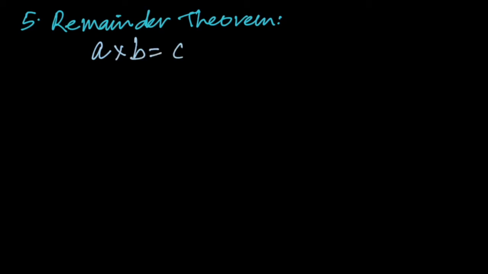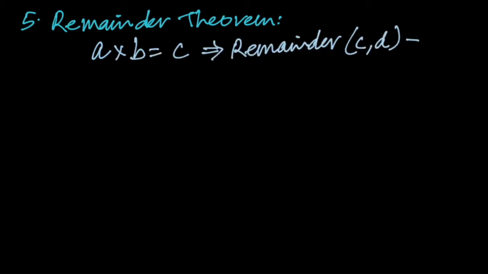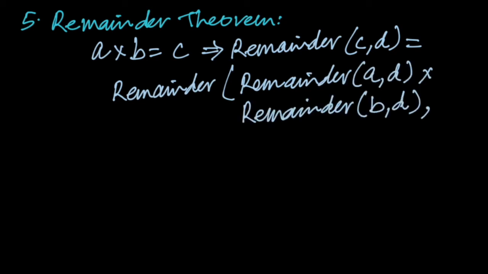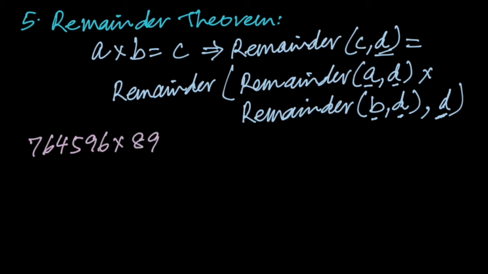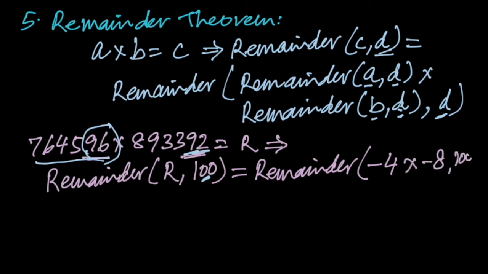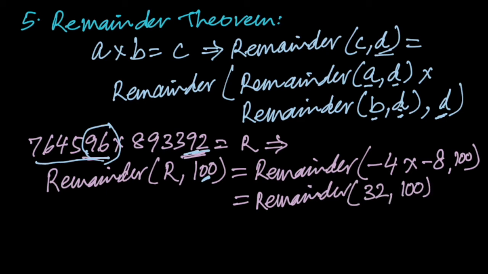So again we will take the example of A, B and C. So let's do the example. If we take the remainder of R with respect to 100, then here we can also take positive or negative remainder. The remainder of this number is going to be minus 4, because here it is 96, which is 4 less than 100. In the same way, this is minus 8. So which means that R must end with 32.